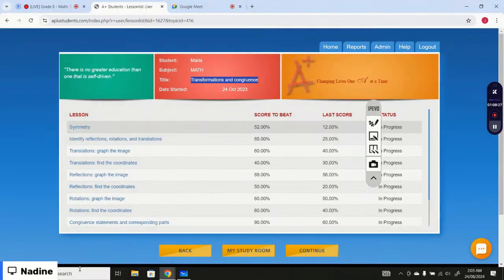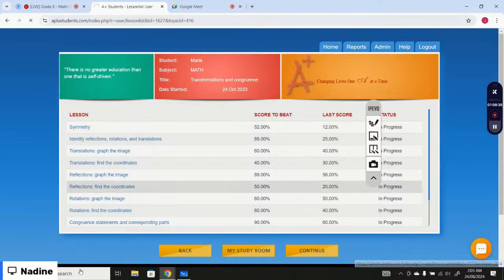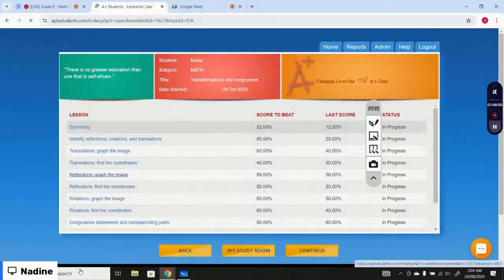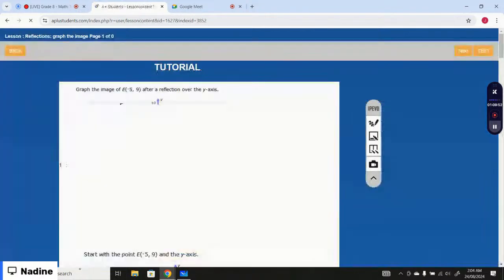Let's just start with the chapter. Here I am on the chapter transformations and congruence. Let's start with the lesson reflection, find the coordinates. We're going to start with reflections, graph the image. Let's just start with the lesson.